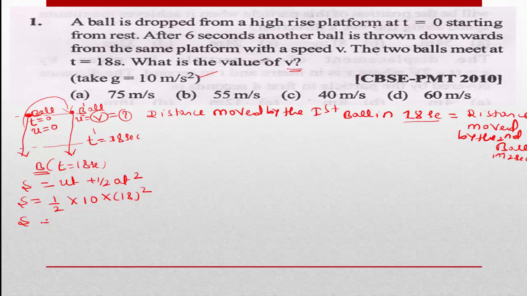Here S is equal to 10 into 1 by 2, that is 5. 5 into 18 into 18. 18 into 18 is 324, and then S equal to 324 into 5, that is 1620 meter. S is equal to 1620 meter, and this is only for the first ball.